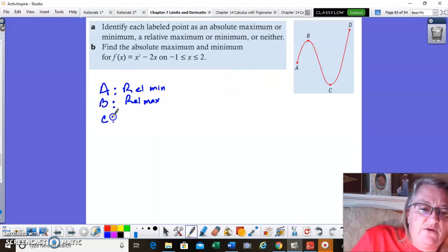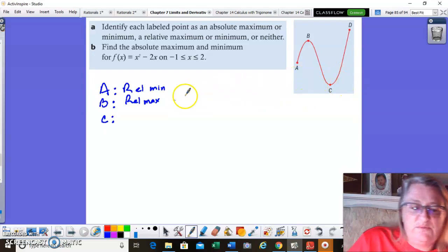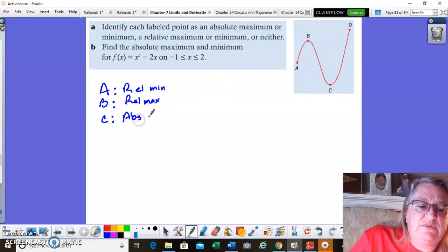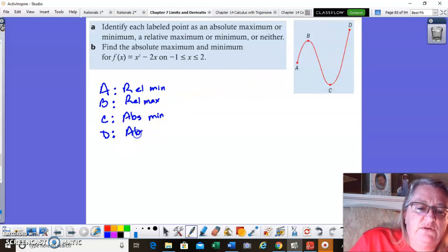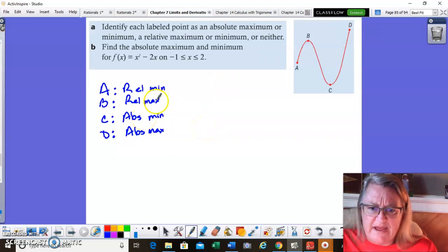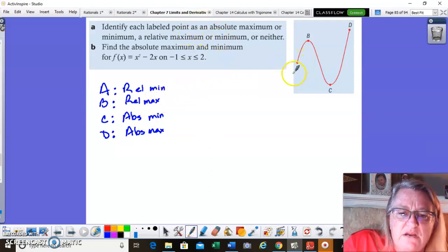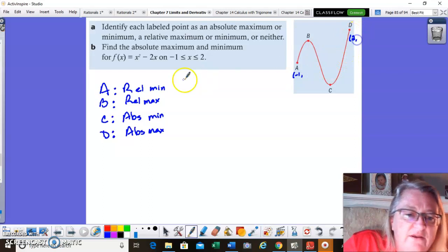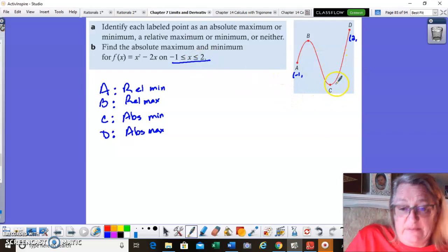Okay, point C on the graph is a minimum. It's going down and then going back up, and it is also the lowest point on the graph. So this is the absolute min. And point D is the highest y value on the graph, so it is your absolute max. All right, so it's our job now to find out what those minimums and maximums are. Okay, so we know that the x value here at letter A is -1, and we know that the x value here is 2. The way I know that is because it told me those. Okay, but what I can do to find C is I can find the minimum.